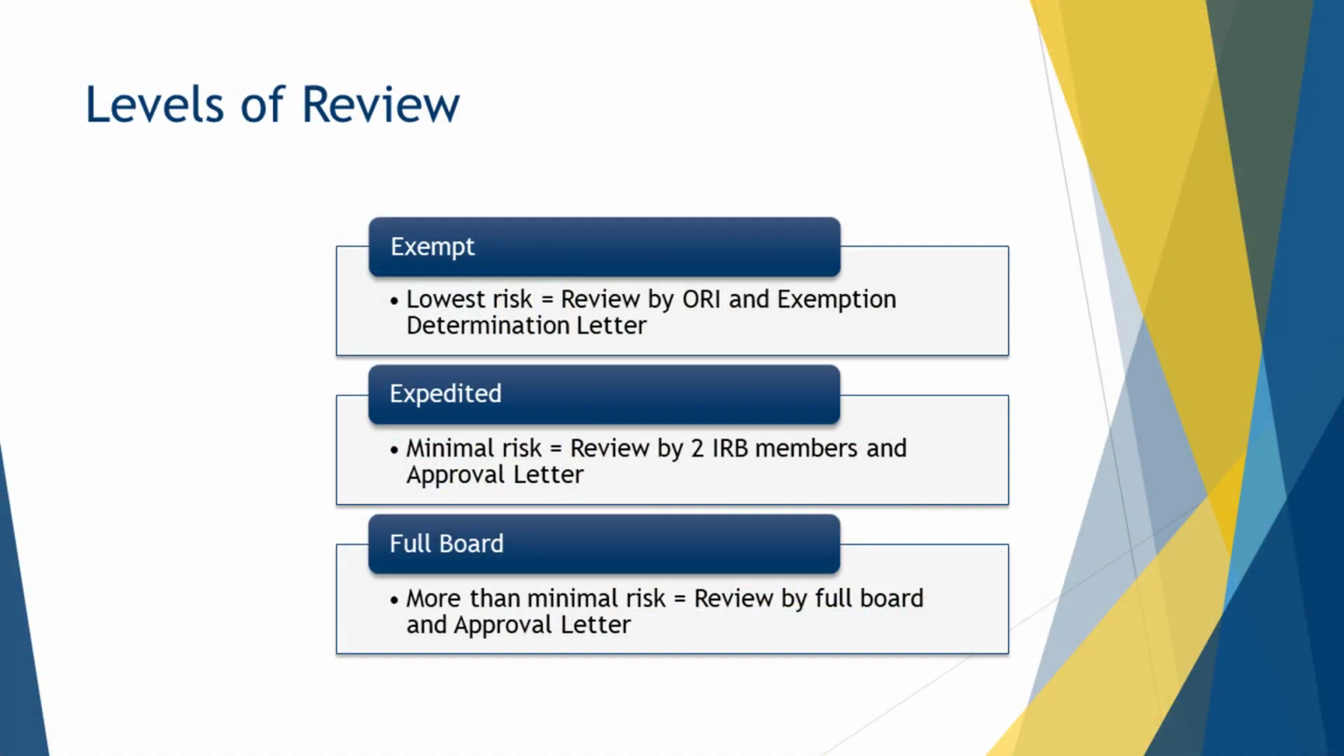Expedited and exempt are just 2 terms that describe the level of risk that a project poses and hence the level of review required for the project. Exempt applications are the lowest risk. They are reviewed by ORI and given an exemption determination letter. Expedited applications are minimal risk. They are reviewed by 2 IRB members and they get an IRB approval letter. Full board application is for any projects that are greater than minimal risk. They are reviewed by the full board, full IRB committee, and they will get an approval letter.